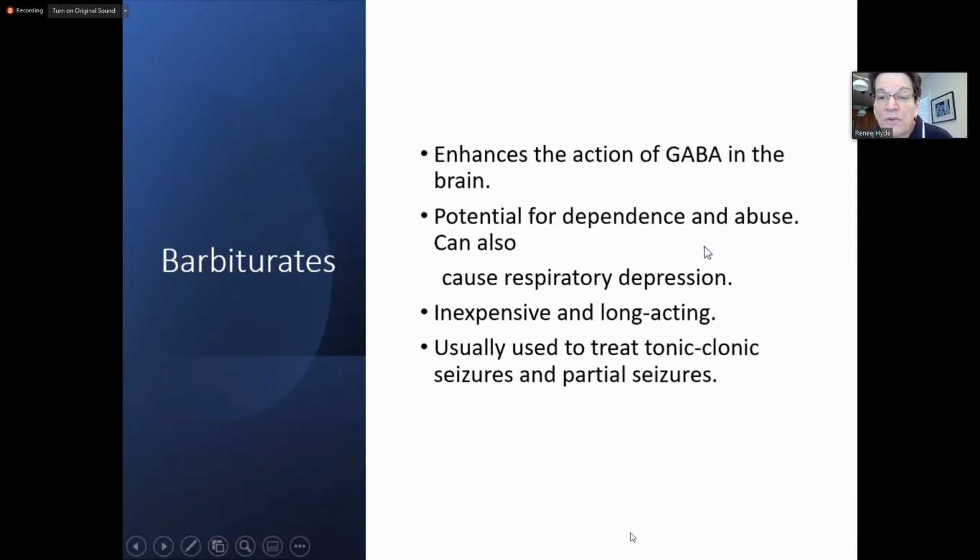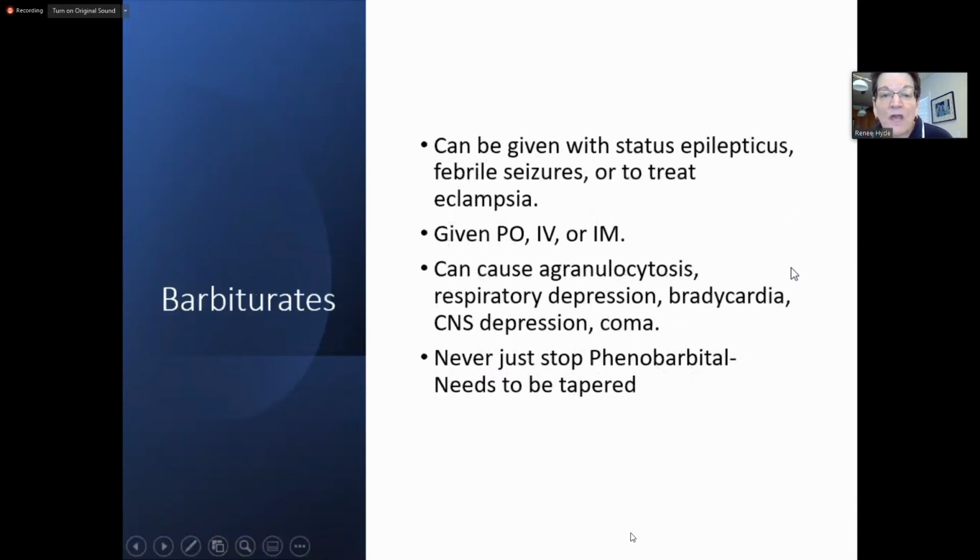Now, with barbiturates, we can give these for status epilepticus, and they're often given to children with febrile seizures. We may also use them to treat eclampsia. Remember our pregnant women that have those hypertensive problems in pregnancy that can develop a seizure disorder; they can be given barbiturates to stop that seizure.